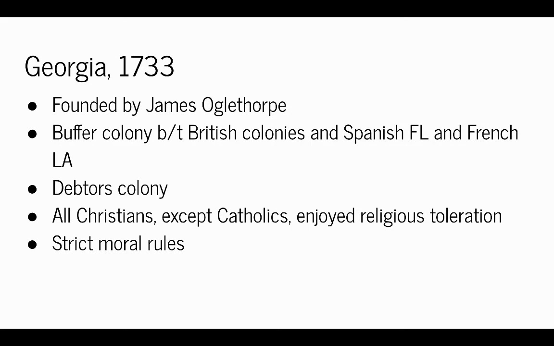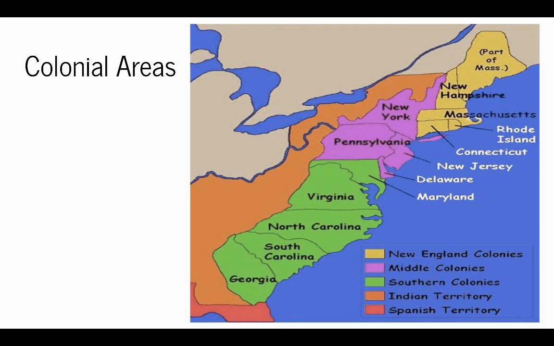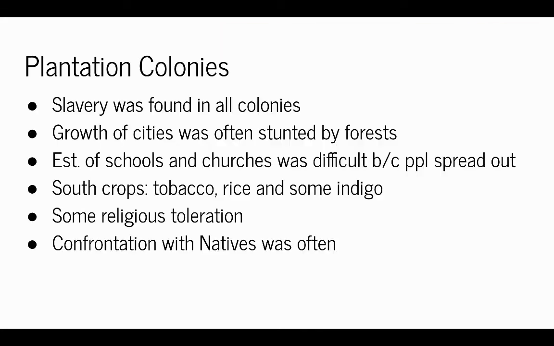Now, because of it becoming a bit of a debtors colony, James Oglethorpe kept very strict moral rules. No drinking rum, no slavery, that type of thing. And in Georgia, all Christians except Catholics enjoyed religious toleration. So here are your colonial areas that we just talked about. Again, just always refreshing your minds as to the map work here, right?